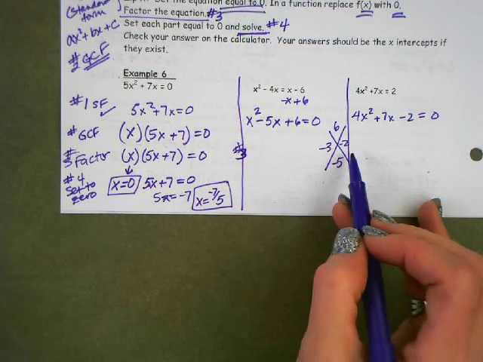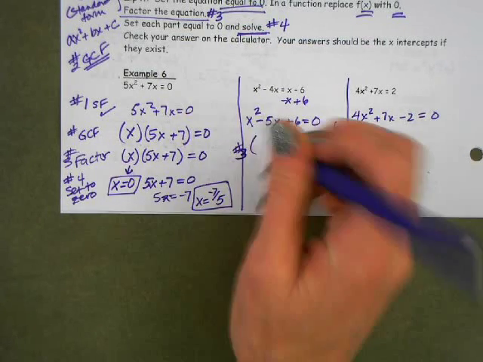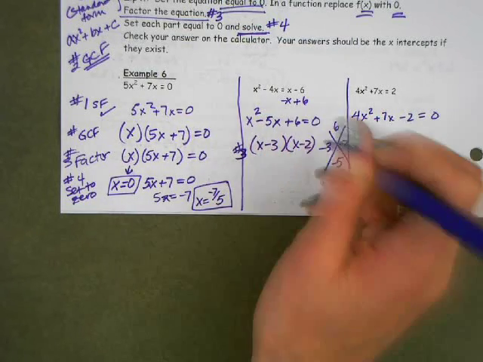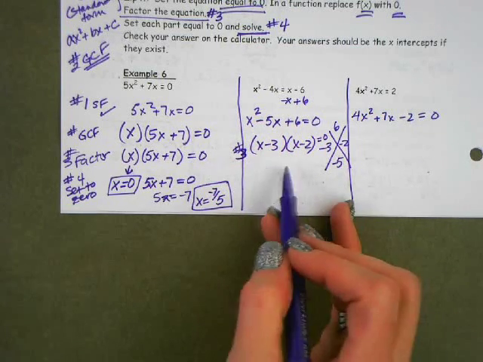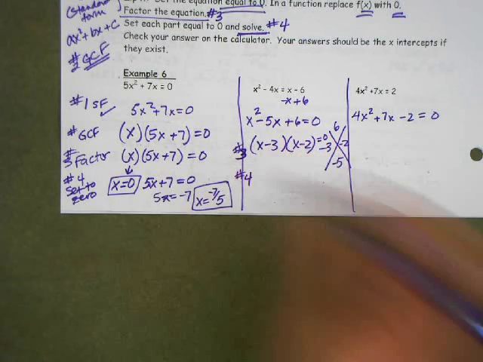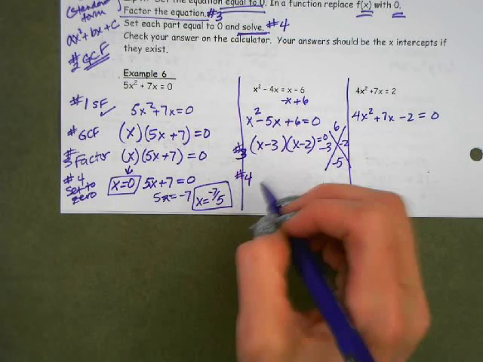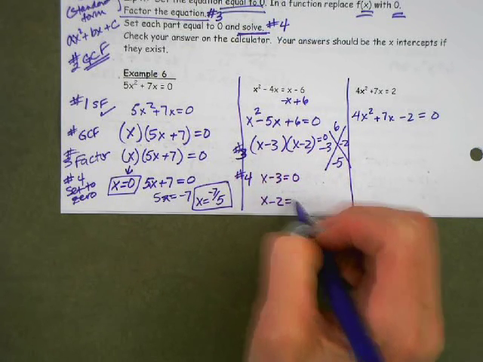So now I can take these two terms and I can write them as my factors. I have x minus 3 and I have x minus 2. And those equal 0, right? Okay, at this point, what's step number 4? What's that? Yeah, set to 0 and solve. So I do x minus 3 equals 0, and I do x minus 2 equals 0. So what does x equal?